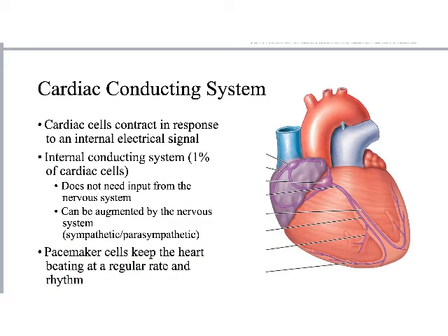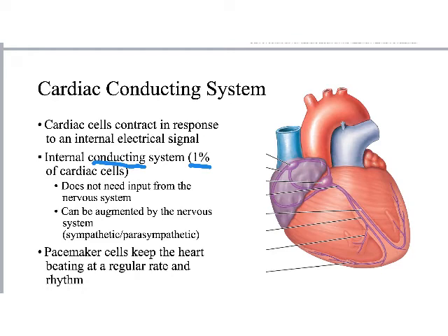All right, last thing we're going to talk about here is the conducting system of the heart. That's the electrical system. That's how the signal to contract gets carried throughout the heart. So there are 2 types of cells in the heart. The most numerous type are contractile cells. They're the cells that are actually making the heart contract and beat, and that's 99% of the heart. But 1% of cardiac cells are what we call conducting cells.